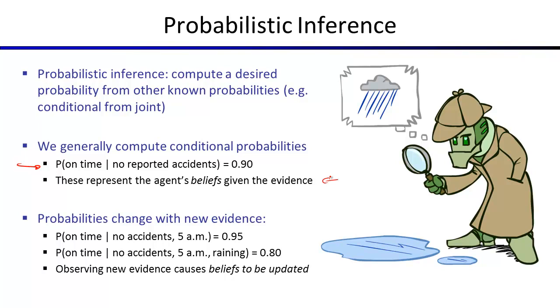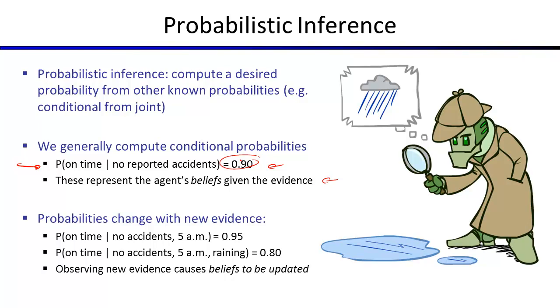You might have a full joint distribution. You might collect as many observations as possible. In this case, you just get one observation: no accidents reported. You then compute this posterior distribution here, the conditional of on time given no reported accidents. And then in your expectimax tree, you could insert 0.9, 0.1 on that split and compute your expected utility and try to optimize it.